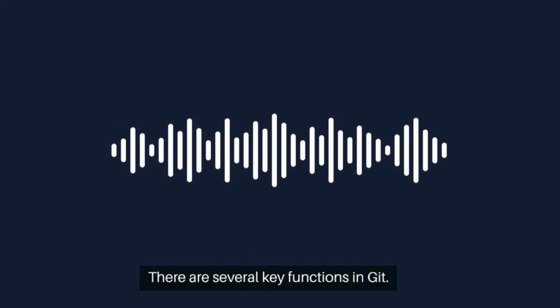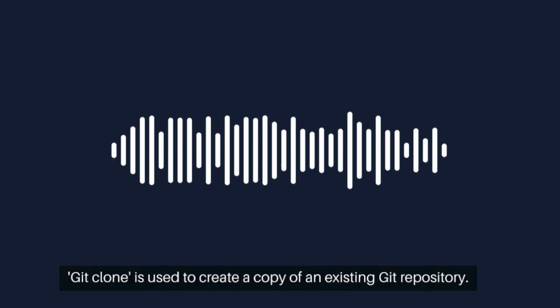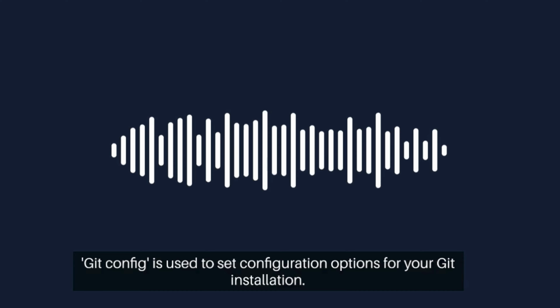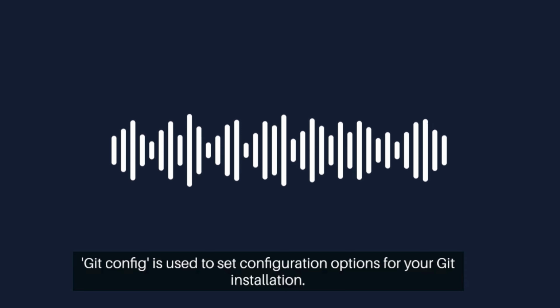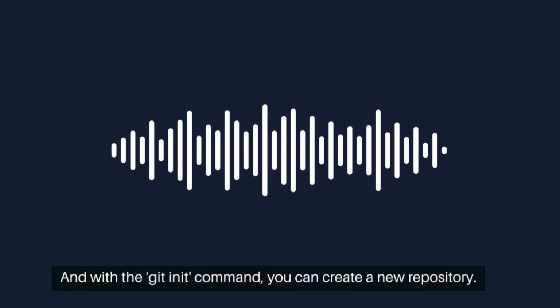There are several key functions in Git. Git clone is used to create a copy of an existing Git repository. Git config is used to set configuration options for your Git installation. And with the git init command, you can create a new repository.